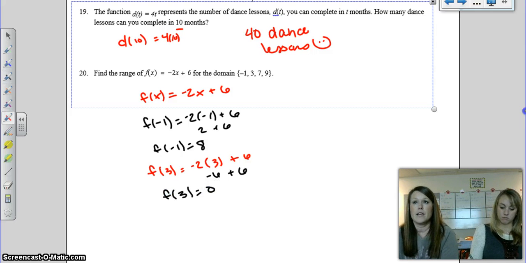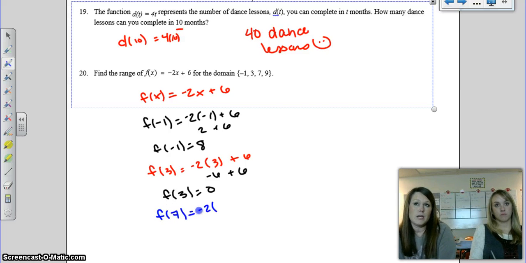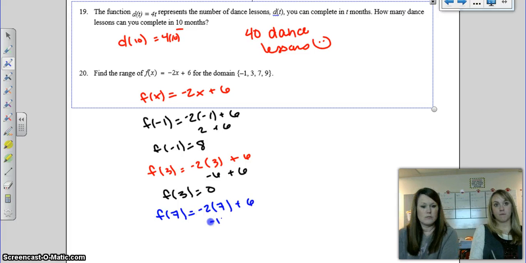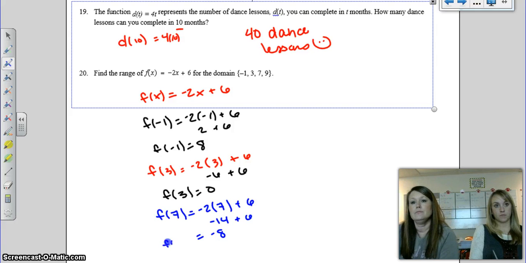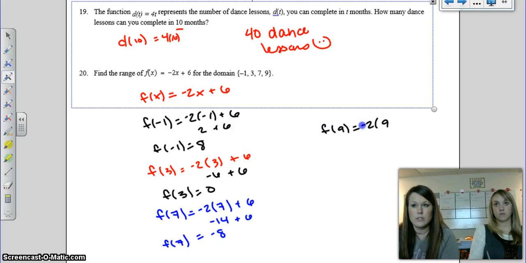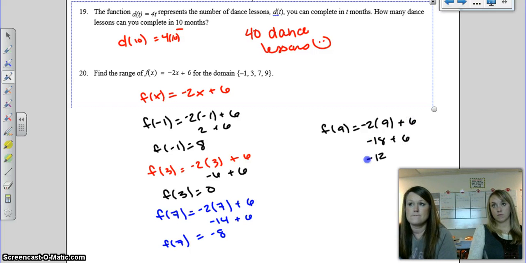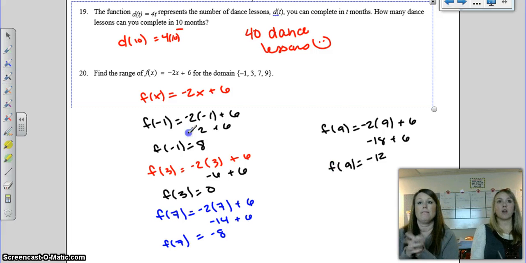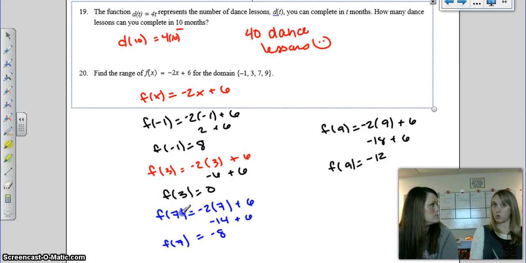Then I have 7. F of 7 is going to give me -14 plus 6. What is -14 plus 6? -8. Yep. My last one, 9. It's going to be -18 plus 6. -12. Is that right? Yeah. So then I'm going to write it as a range. Notice how all of these, we say f of -1 is 8, f of 3 is 0. So you have to be specific this whole way.